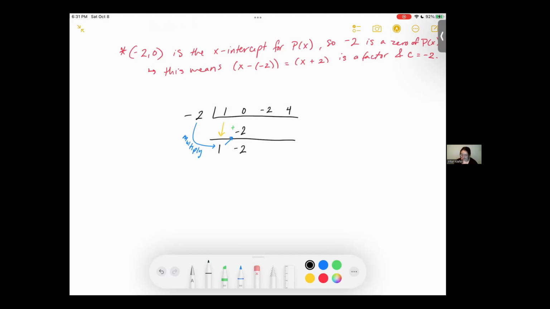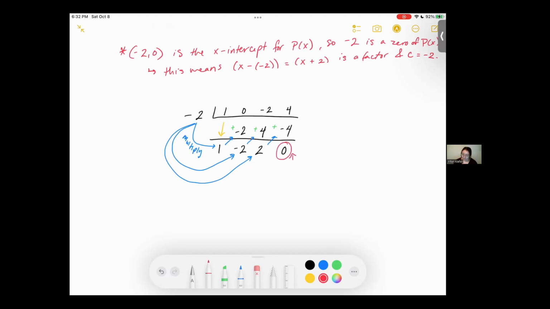And we do the same thing again. -2 times -2 is going to be 4. Then we add, -2 plus 4 is going to be 2. Then we multiply -2 by 2, write our results up here. -2 times 2 is -4. We add the column, and that comes out to 0. And there we go. So we finished up our synthetic division.